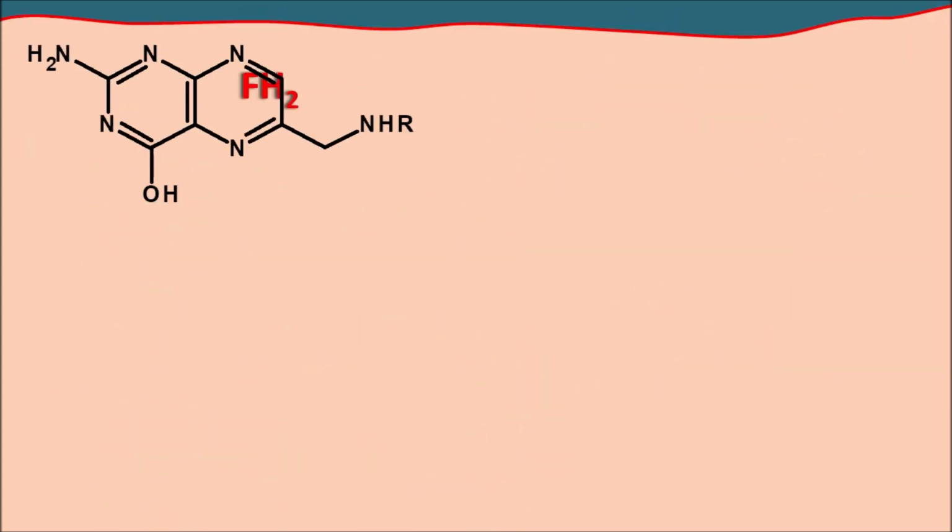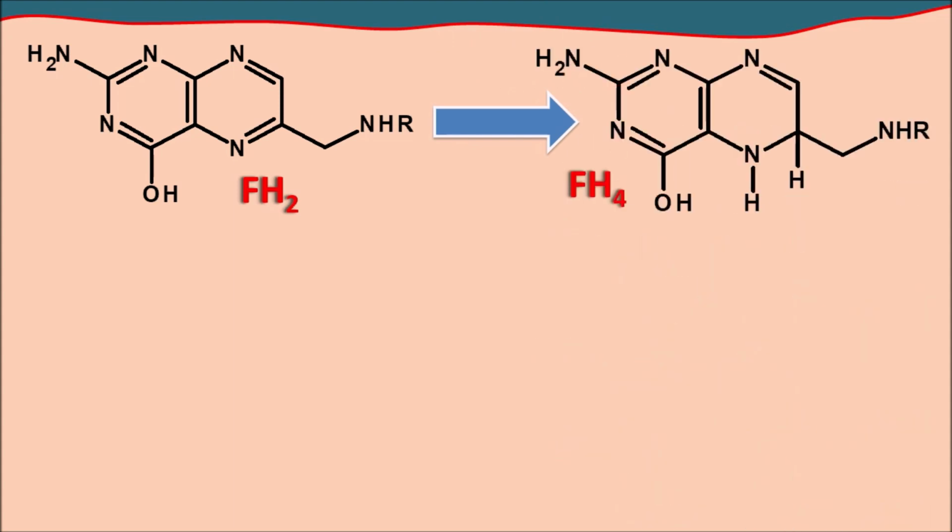Now this is the structure of the dihydrofolate, FH2. You can see that the dihydrofolate has the pteridine ring system, and the other side chain is simply represented with the R. Now this dihydrofolate is going to be converted into tetrahydrofolate by the enzyme dihydrofolate reductase. Now you can see that in the structure of FH4, one of the double bonds is going to be saturated, and you can observe two hydrogens are attached. One of the hydrogens is with the nitrogen and another hydrogen is with the carbon. In this way, dihydrofolate is converted to tetrahydrofolate by reduction.